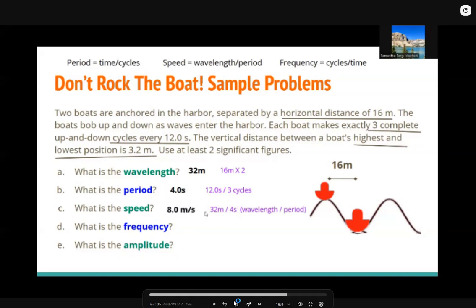8 meters per second. And the reason why we have meters per second is because speed will always be a distance divided by time. And that's what we have, meters divided by seconds. That's how we get that unit.